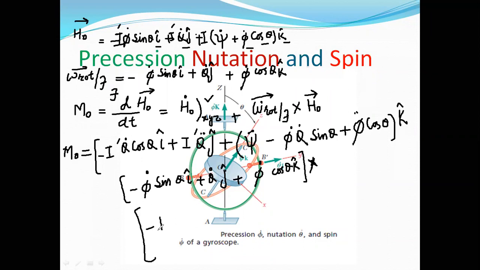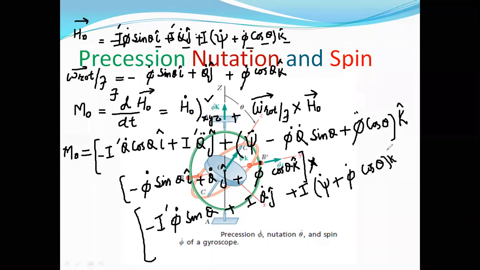that is minus I prime phi dot sine theta, okay, plus I theta dot j cap plus I psi dot plus phi dot cos of theta k cap. It's an expression.